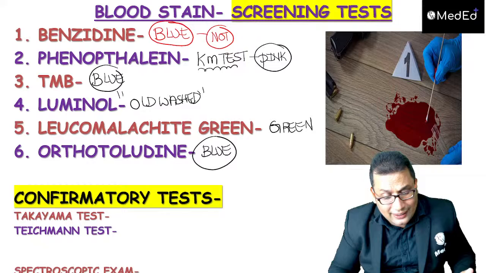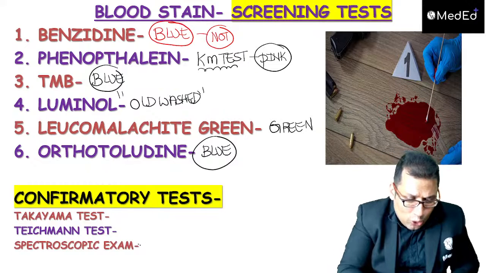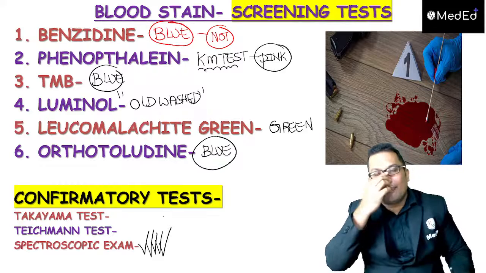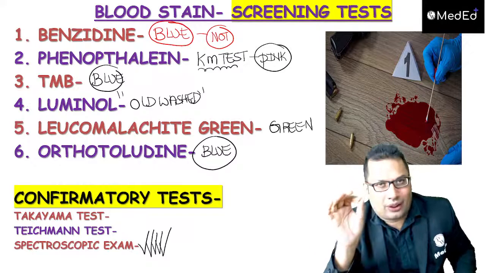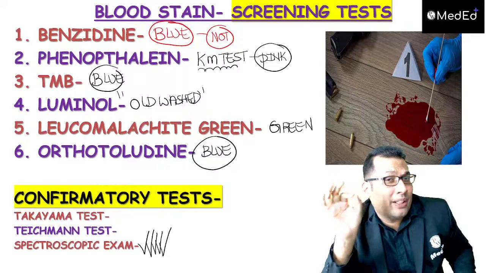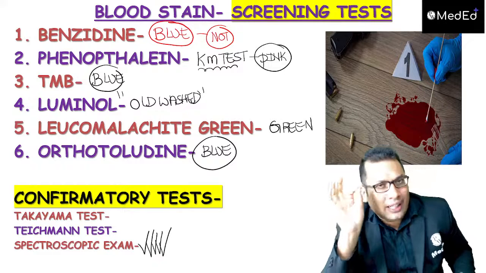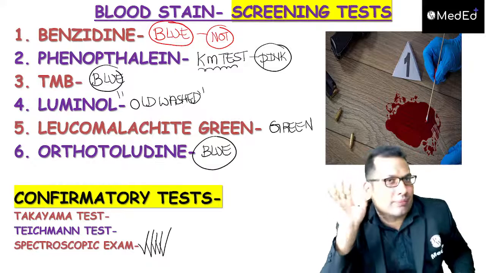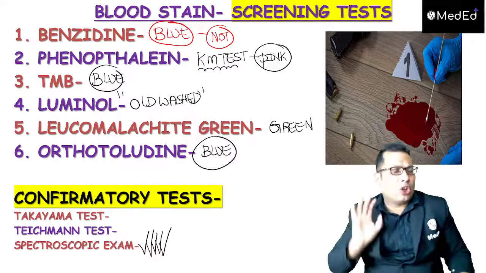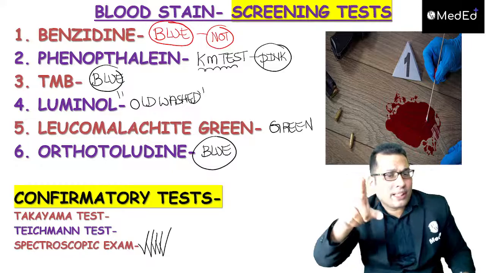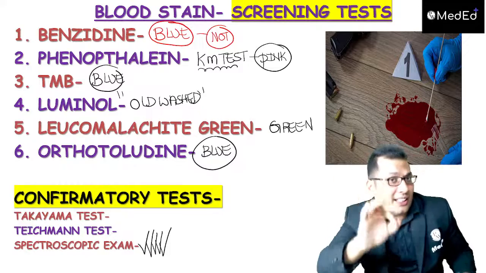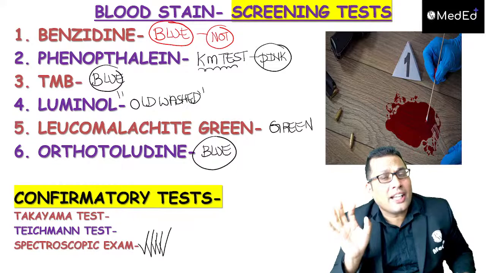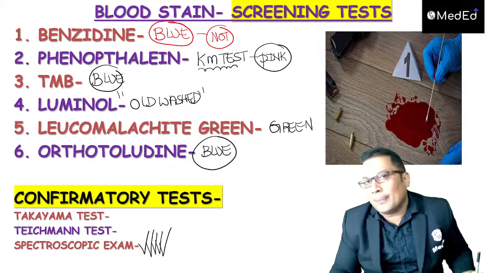And one more test that can be asked in your exam is spectroscopic examination. If they ask you the most important or most confirmatory test for blood stain, your answer should be spectroscopic examination. All these are very commonly asked. The most common test is the phenolphthalein test, which is a screening test. Confirmatory tests, there are three: Takayama, Teichmann, and spectroscopic examination for blood stain.